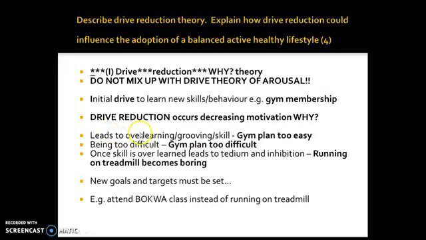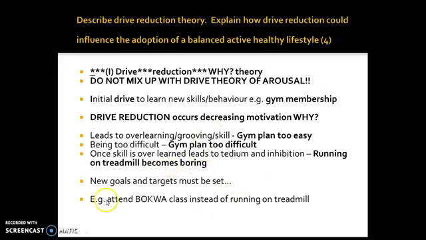The things that can cause us to have a reduction in drive are overlearning, where we get too good at it, so a gym plan, for example, is too easy. Being too difficult, so we make a gym plan too hard and you think, I don't fancy doing this anymore. Finally, a skill that's overlearned sometimes becomes tedious and inhibiting to your performance. For example, running on a treadmill at a gym can become boring.